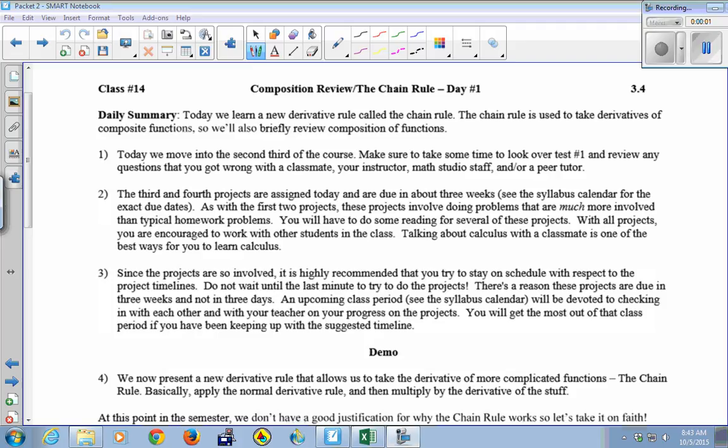About composition of functions and how to take the derivative of a composite function. So we're going to learn a new derivative rule called the chain rule. And I already just talked about all of this stuff.